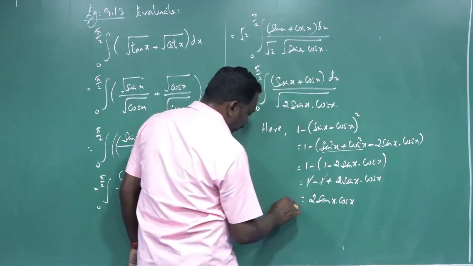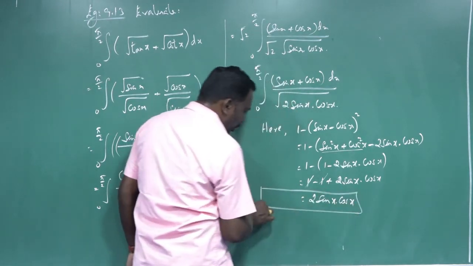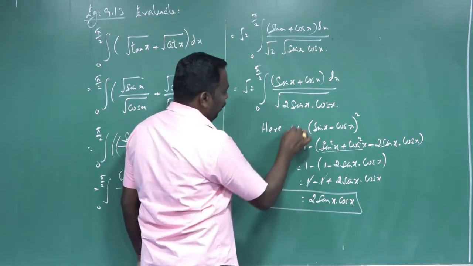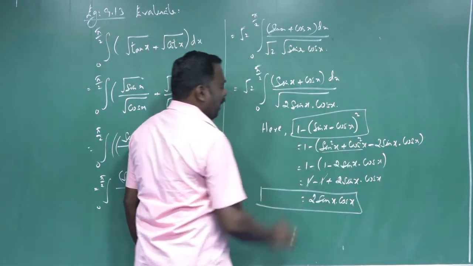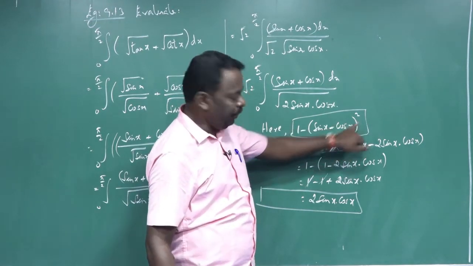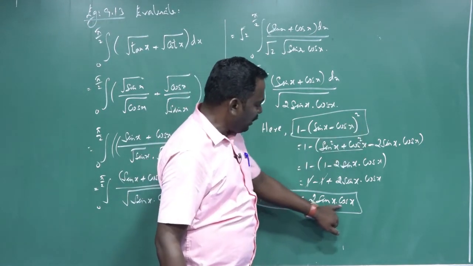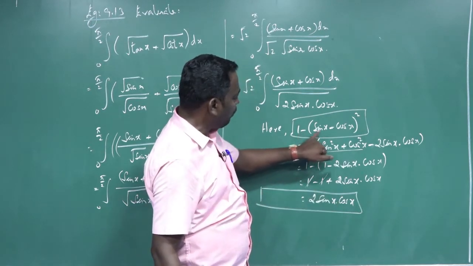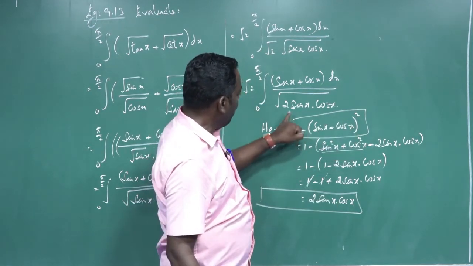Now instead of the term 2 times sin x cos x, we have to replace the term. What is it? It is 1 minus of sin x minus cos x whole square. Instead of the term 2 into sin x cos x, we have to replace 1 minus of sin x minus cos x whole square and replace here.